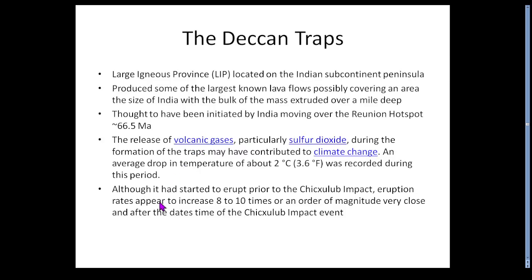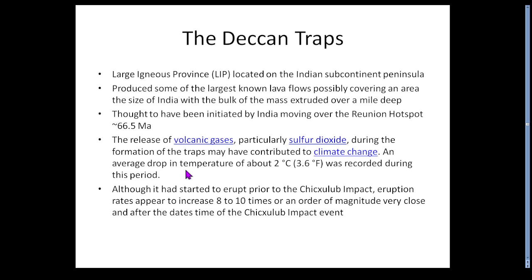All right, the Deccan Traps are a large igneous province, a LIP, located on the Indian subcontinent peninsula. They produce some of the largest known lava flows, covering an area the size of India, with the bulk of the mass extruded over a mile deep. They are thought to have been initiated by India moving over the Réunion hotspot, 66.5 million years ago.